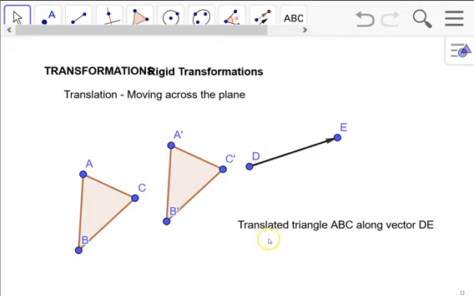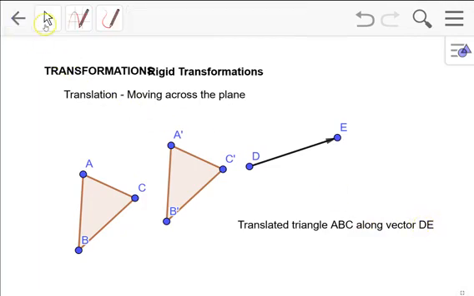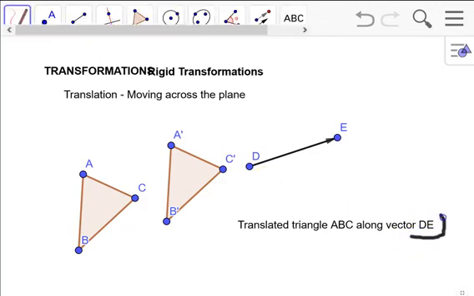So I've written it out in words for you. Translated triangle ABC along vector DE. If I didn't want to use vector, I could say along line segment DE. But here, once again, I'm going to stress the importance of making sure the letters are in correct order. They have to be in correct order. DE. If I said ED, this would be incorrect. ED would not be correct at all. That would be totally incorrect.